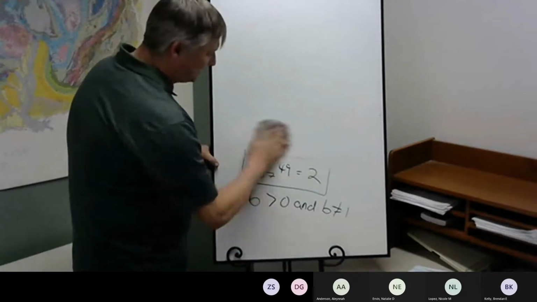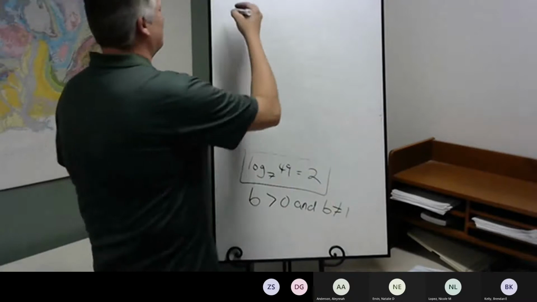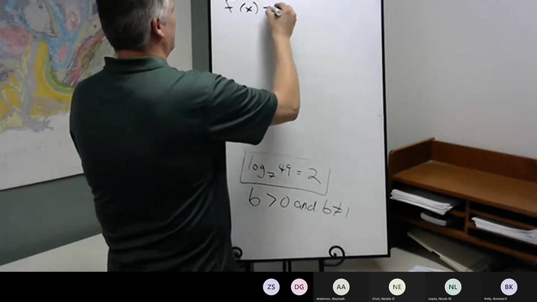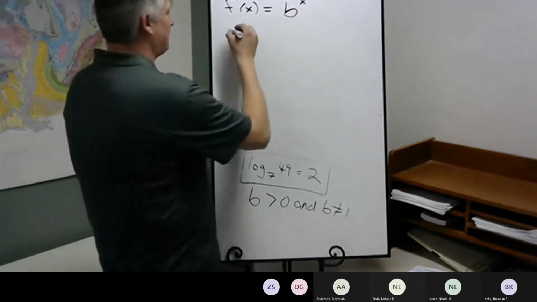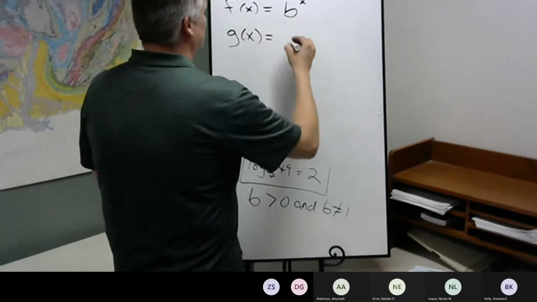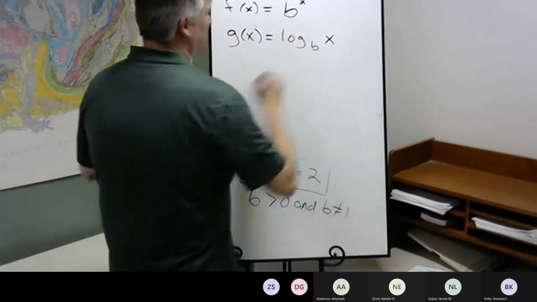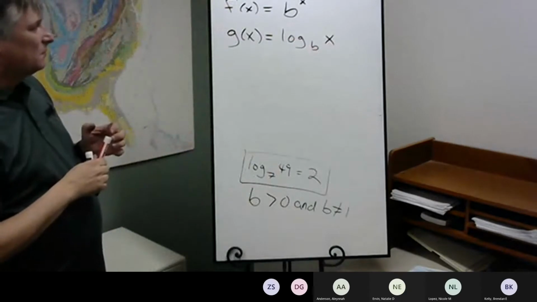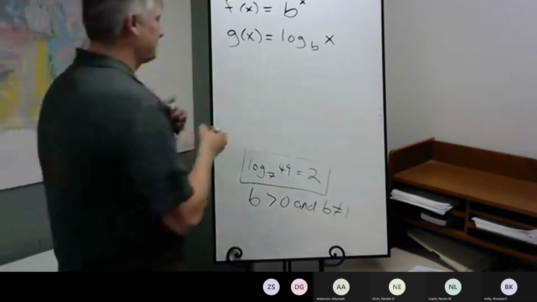Now, to show that they're inverses, what this means. So let's say that f of x is b to the x, and g of x is log base b of x. Do something like this. So what's going on here? Well, let's start with f of x.